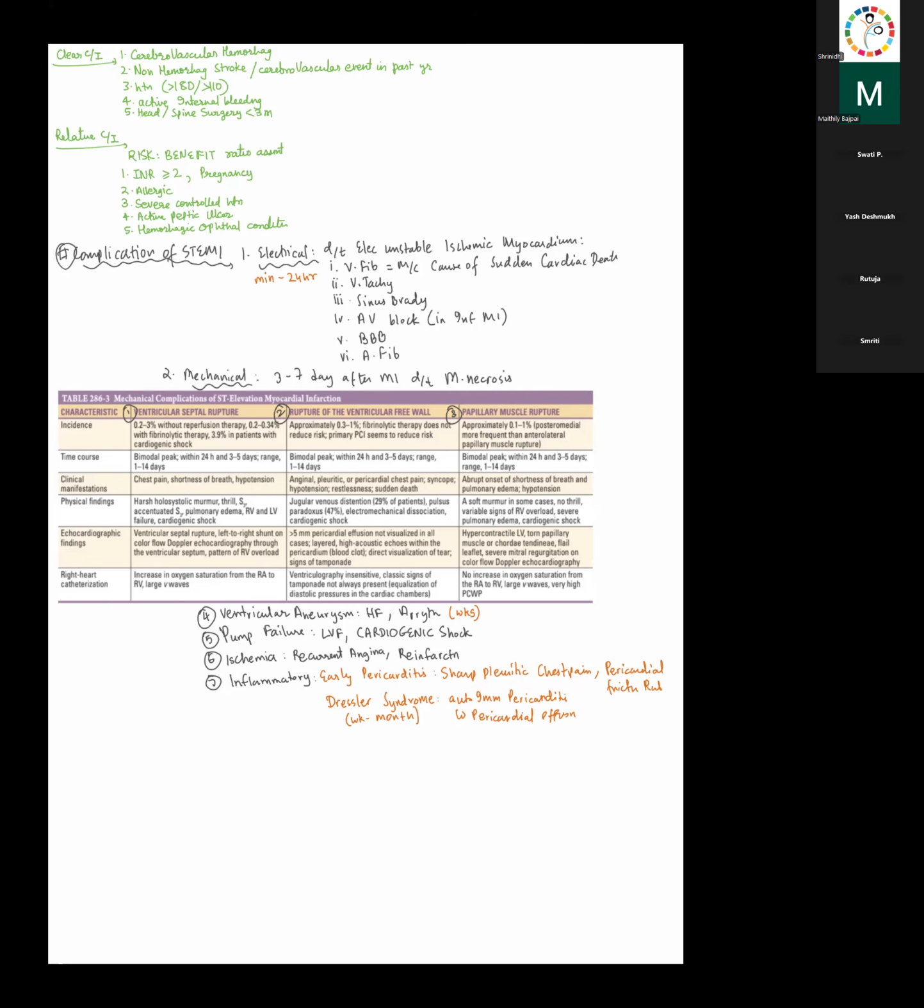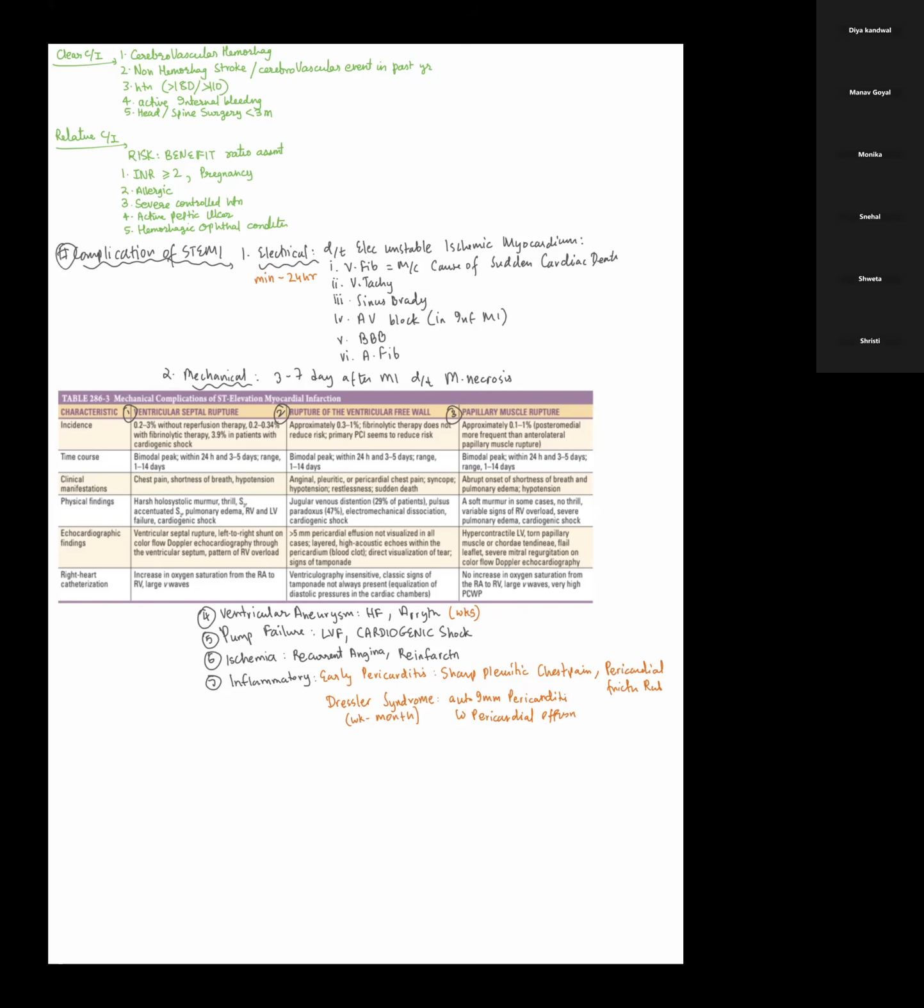The next complication is rupture of the ventricular free wall, which occurs in 0.3 to 1% of patients. Fibrinolytic therapy does not reduce its risk, and primary PCI seems to reduce its risk. It also has a bimodal peak within 24 hours and 3 to 5 days. The range is 1 to 14 days. Clinically, it manifests as anginal, pleuritic, or pericardial chest pain with syncope, hypotension, or restlessness and sudden death. On physical findings, JVP is distended in approximately 29.